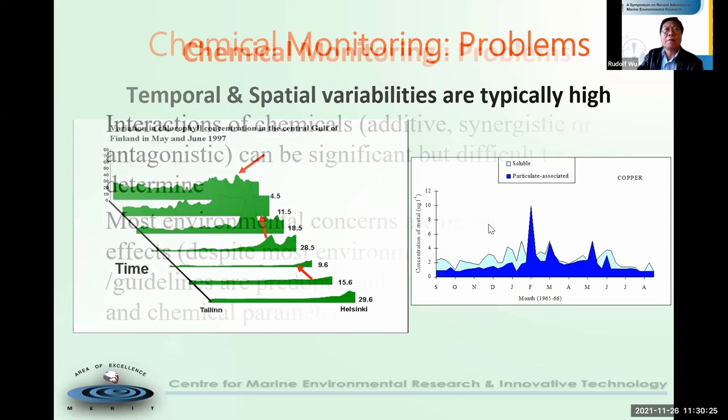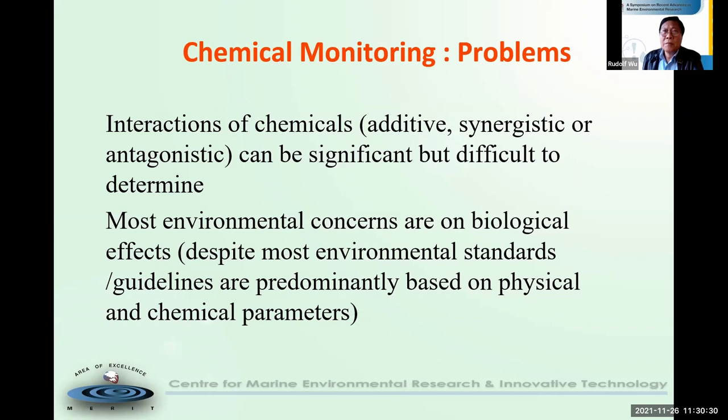Now, that's not the end of the problem. You find a lot of chemicals in the environment, such as ammonia, metals, and trace organics, such as PAHs, PCBs, and so on. So in the real world, these different chemicals will interact with each other. Sometimes the effect may be additive, sometimes synergistic, and sometimes the interactive effect can be antagonistic.